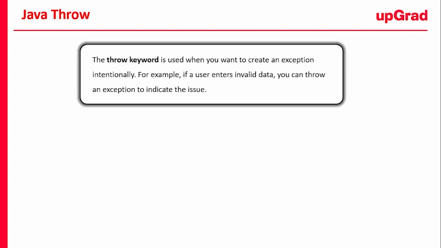The throw keyword is used when you want to create an exception intentionally. All right. Intentionally, that is the word here. For example, if a user enters invalid data, you can throw an exception to indicate the issue. So this is the exception that you will raise. Let's say a user enters the wrong data. To let them know, you can throw an exception indicating this is the error you're doing wrong. For example, you're typing the wrong password, or you're not eligible because you're not 18 plus.